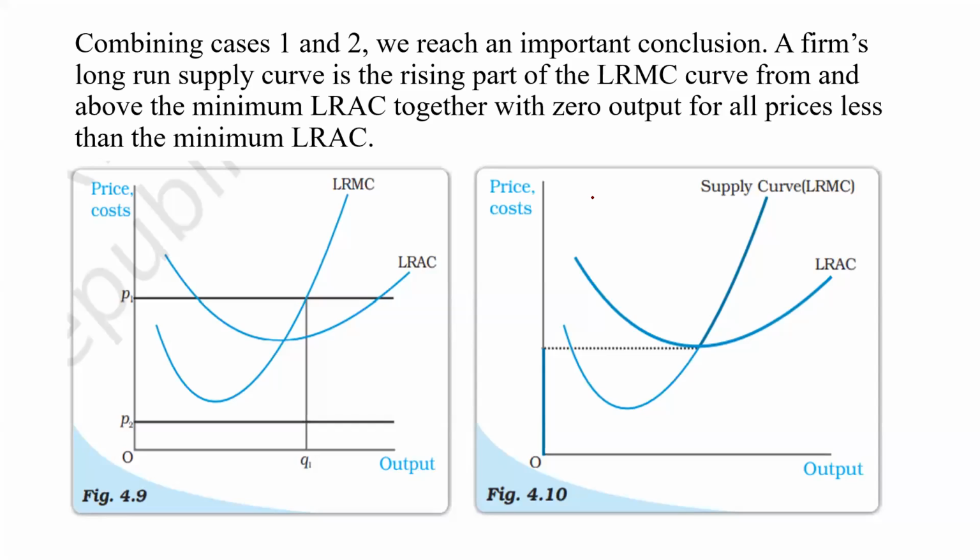And you have to remember, when it comes to the short run, we are using short run marginal cost, short run average cost and average variable cost. 3 curves we are going to use. But when it comes to the long run, only 2 curves we will use, that is long run marginal cost and long run average cost. Here in both long run and short run, we are going to use marginal cost and average cost. Only in short run, we are going to add average variable cost.